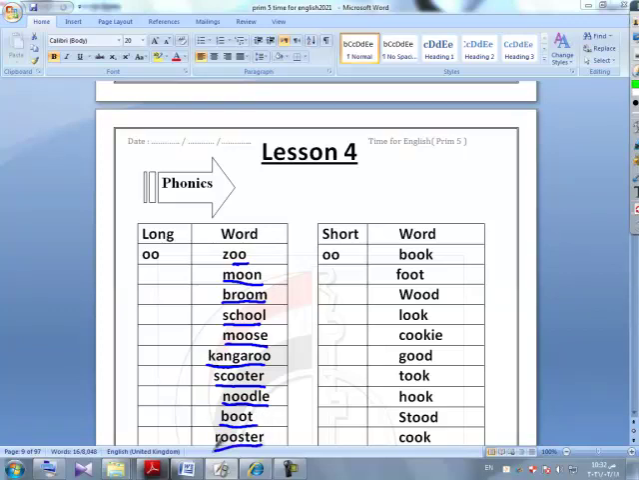Rooster. What is the meaning of rooster? Yes. Okay. Book. Here we used the short O. Book, كتاب. Foot, قدم واحدة. Wood, خشب.